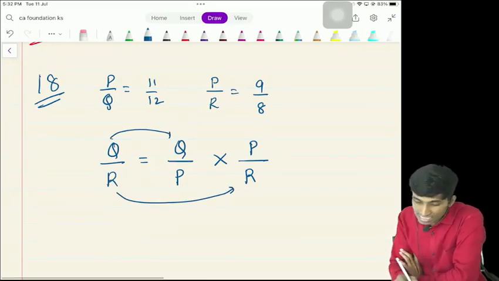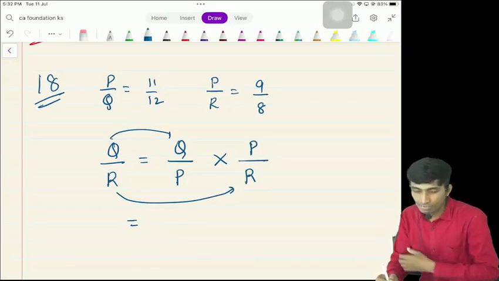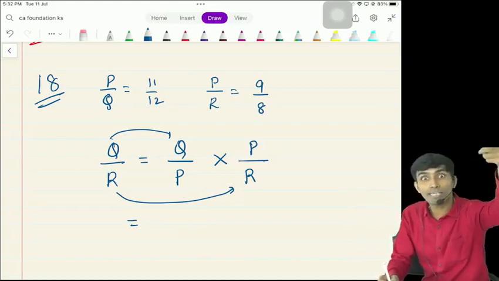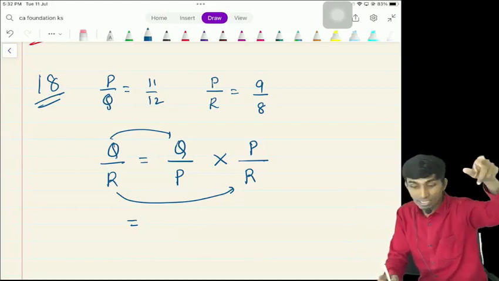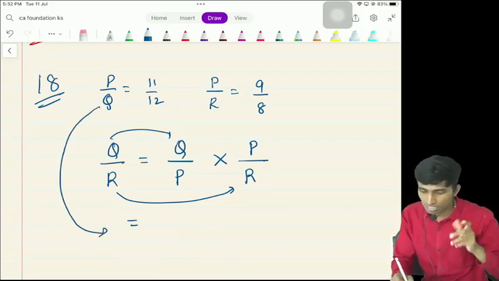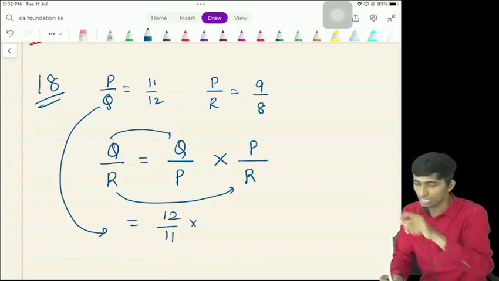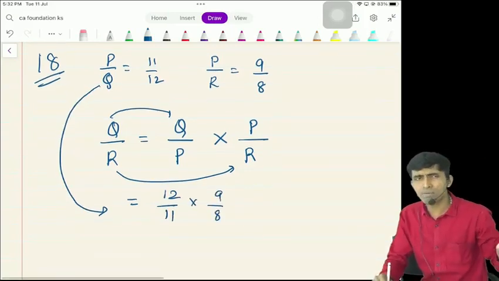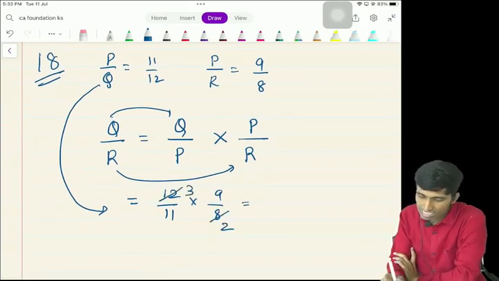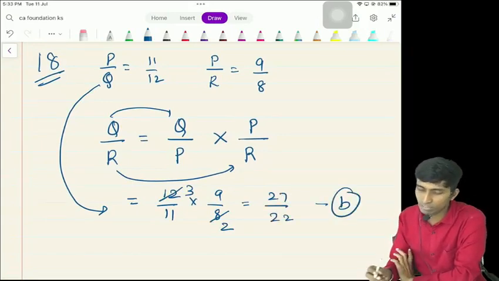Is Q by P available? Check in the question. Where is it available? It is P by Q, it is not Q by P. P by Q, Q by P, is order important or not? Important. So I will take the reciprocal. So Q by P is 12 by 11. P by R, is it available? Yes. How much? 9 by 8. Simple. Is it difficult? You'll get the answer. 4 2s are 8, 4 3s are 12, 3 9s are 27, 22. Answer is what? Option B.